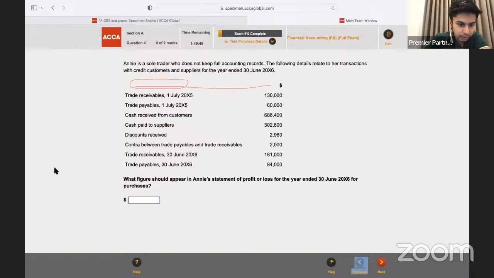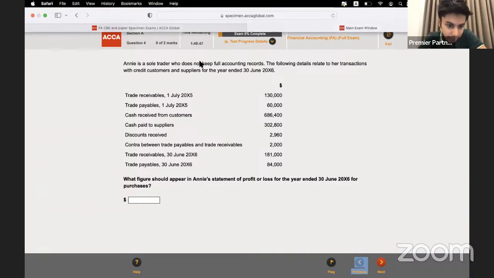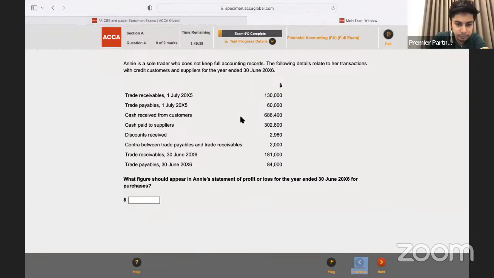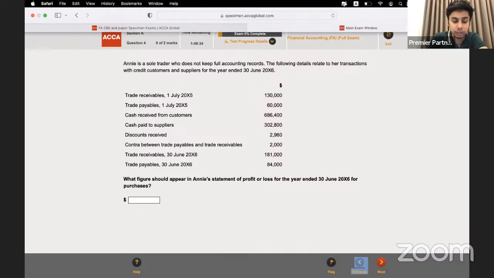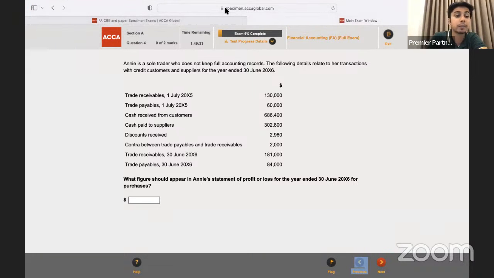Right. Let's try this question, guys, over here. Now, over here, what they're asking is what figure should appear in the statement of profit and loss for purchases. Again, this question is coming from the chapter incomplete records. Now, usually, how do we find purchases in accounting? Purchases is equal to cash purchases plus credit purchases.